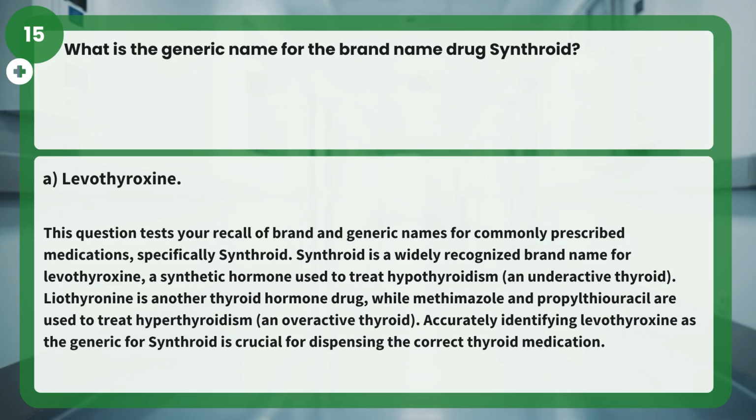Answer, A. Levothyroxine. This question tests your knowledge of brand and generic names for commonly prescribed medications, specifically Synthroid. Synthroid is a widely recognized brand name for levothyroxine, a synthetic hormone used to treat hypothyroidism, an underactive thyroid. Liothyronine is another thyroid hormone drug, while methimazole and propylthiouracil are used to treat hyperthyroidism, an overactive thyroid. Accurately identifying levothyroxine as the generic for Synthroid is crucial for dispensing the correct thyroid medication.